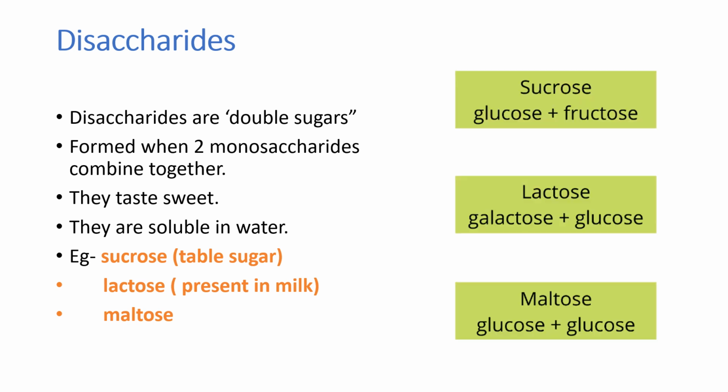So you can see sucrose is made from a glucose molecule and a fructose molecule. A lactose molecule is made from a galactose molecule and a glucose molecule, and a maltose molecule is made from two glucose molecules.